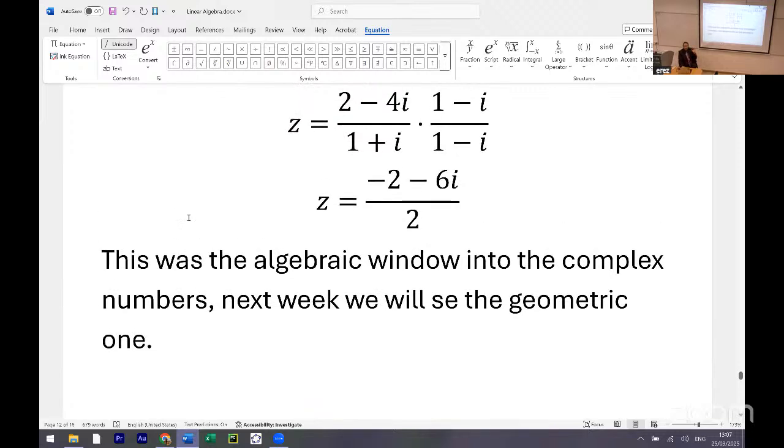I finished last lecture by saying this is the algebraic window into the complex numbers, because I presented to you the complex numbers with a stale definition of operations and multiplications and their properties, without much meaning behind it. In Hebrew you say yavesh. Stale, I think it's even better.